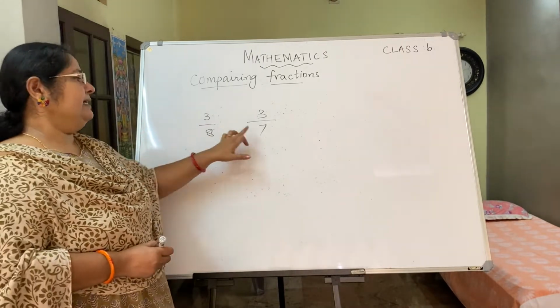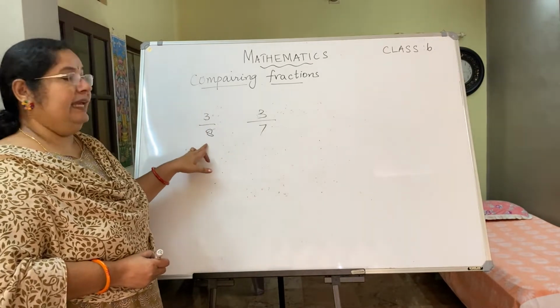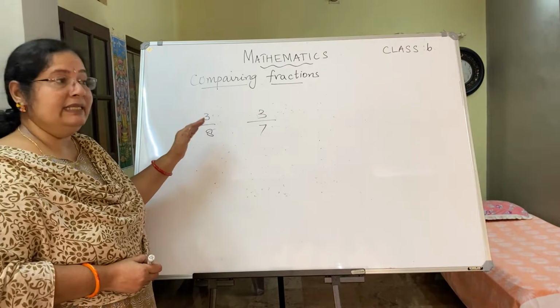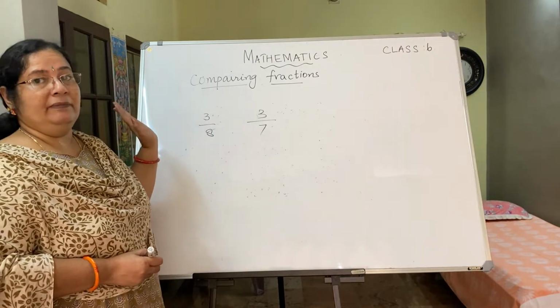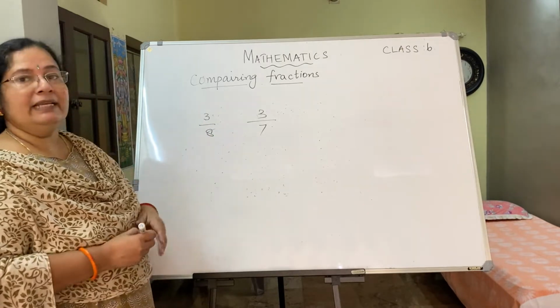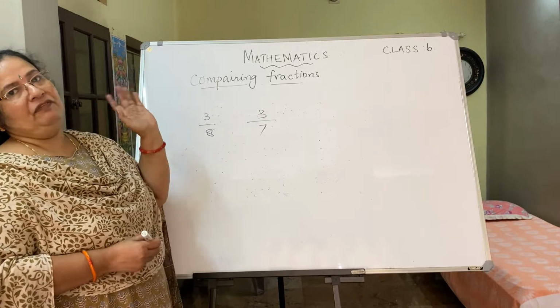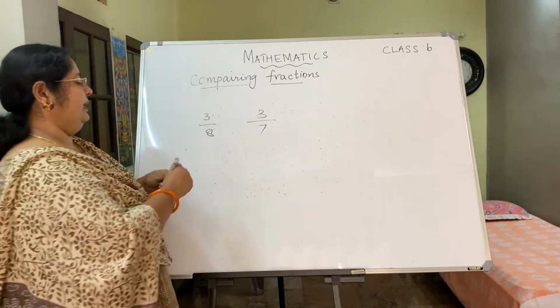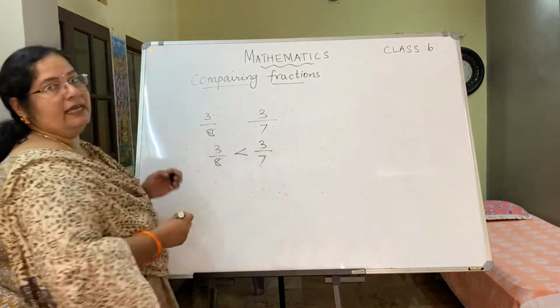So here, 8 and 7. Which among the denominators is greater? 8 is greater. So in this case, where the numerators are the same, both of them are 3. Since 8 is greater than 7, which fraction will be greater? 3 by 7 will be greater. So 3 by 8 will be less than 3 by 7.